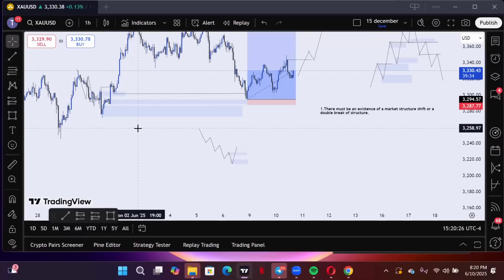Now, once this happens, people get confused. Okay, I have a breaker block here, I have an order block here. Which POI am I actually going to make use of? That is where it gets tricky. I have 3 different POIs here. Which one am I going to make use of?